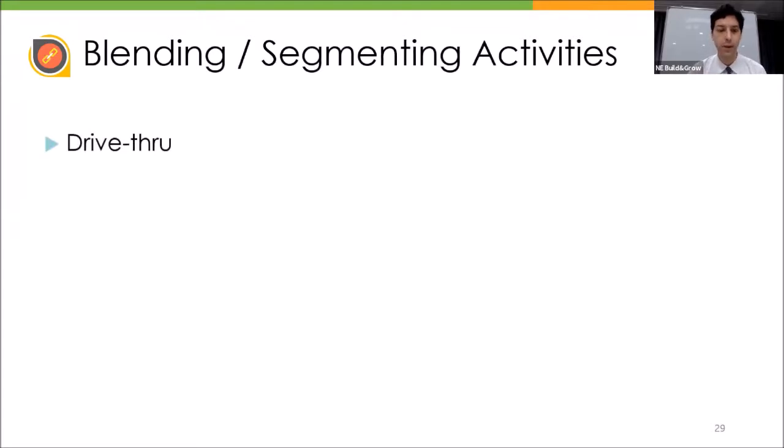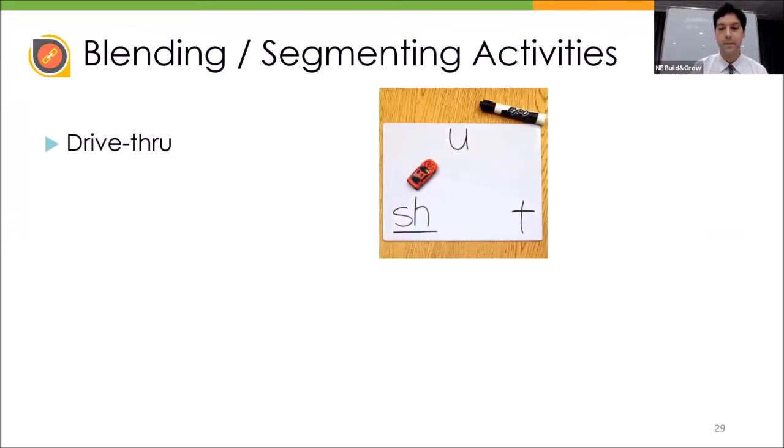The first one that we're going to talk about is called the drive-through. Okay, so the drive-through is a blending activity or a segmenting activity, depending on which way you do it. But the idea is very straightforward. So I'm going to show you a word, right, everybody? So this is a hat, right? And then I'm going to ask my students to read each letter individually, then the whole word, hat.